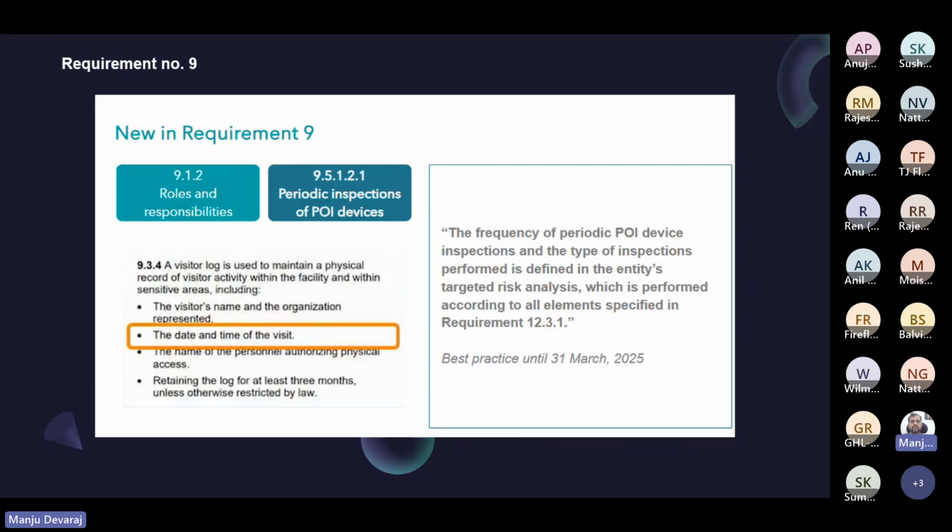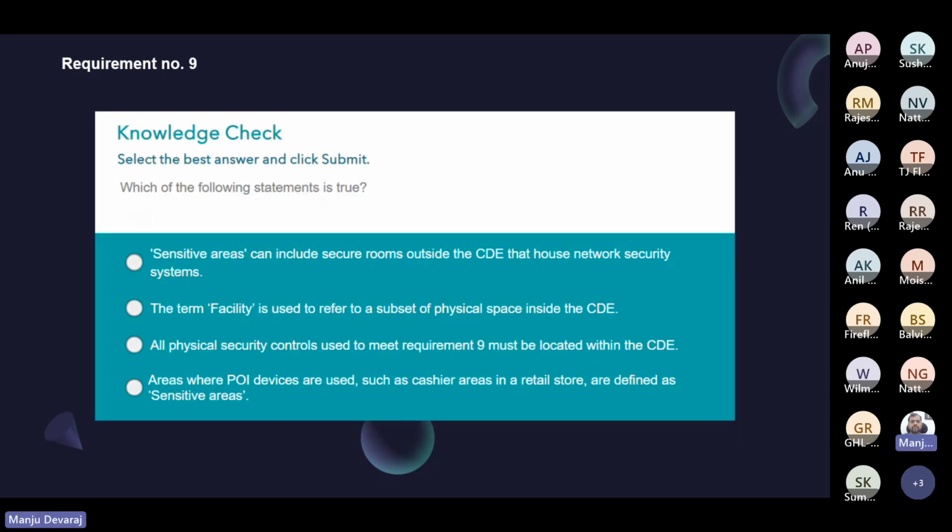Requirement number 9. I'm not going to go too much into it because there's one major and one minor change. Visitor logs should have the date and time of visit now, and there is periodic evaluation of point of interaction devices, inspection, maintaining the inventory, and also proof of such maintenance being done. All this has come as an explicit requirement. A targeted risk analysis determines how frequently you do these reviews, checks and maintenance, based on the entity running its own TRA. Okay, requirement number 9 done.